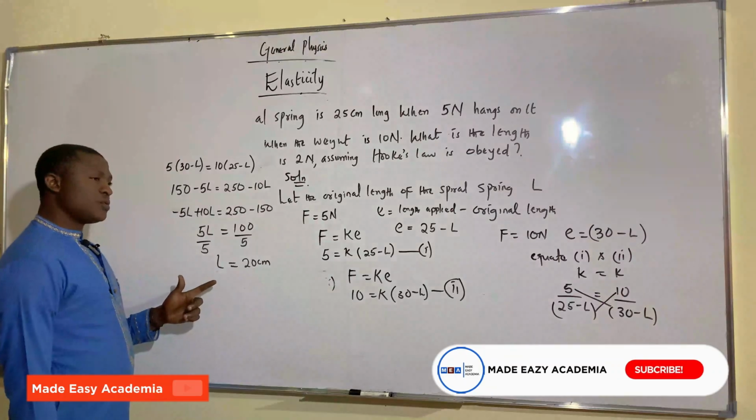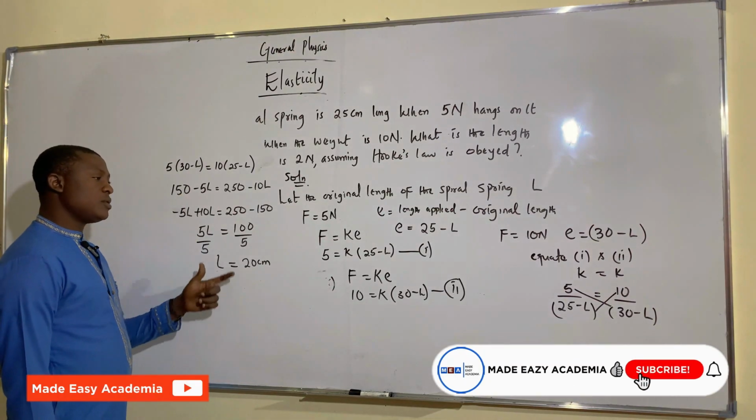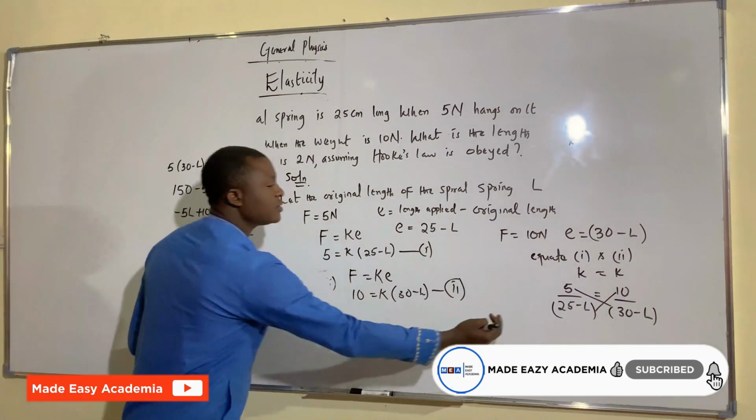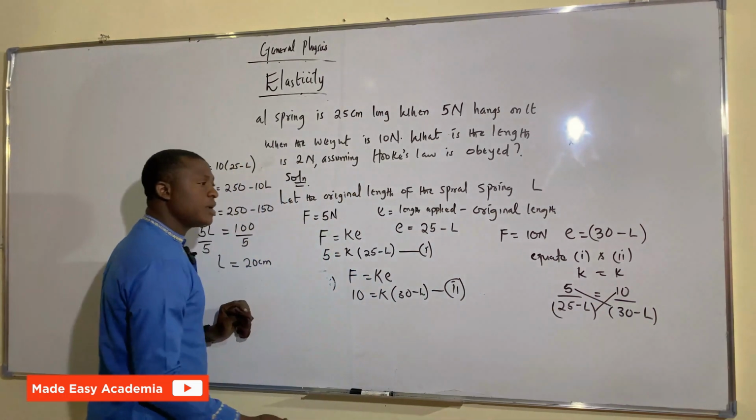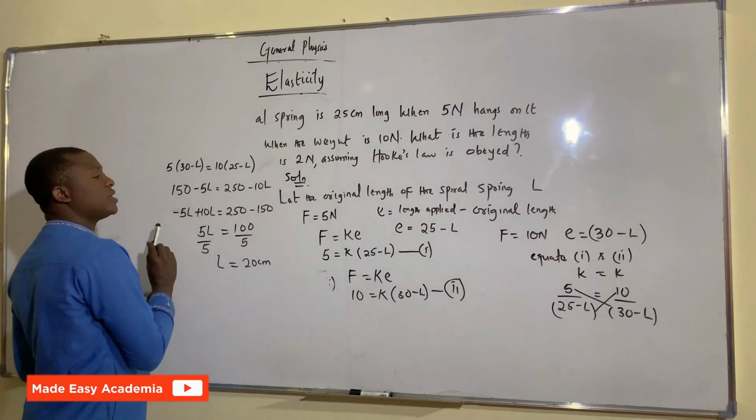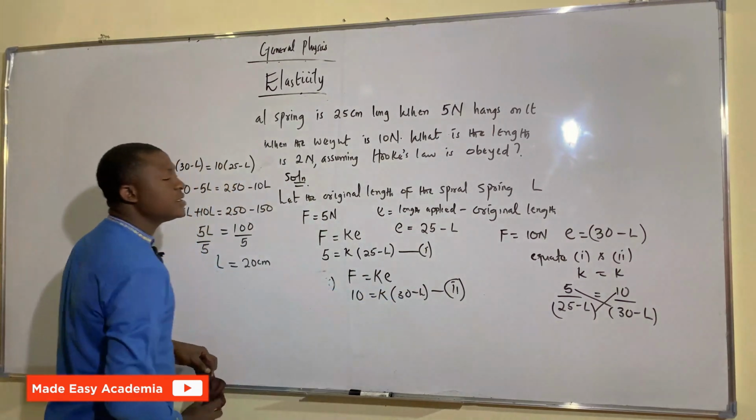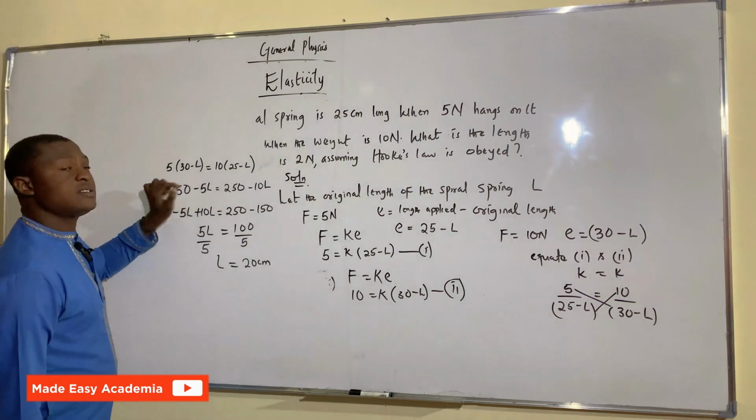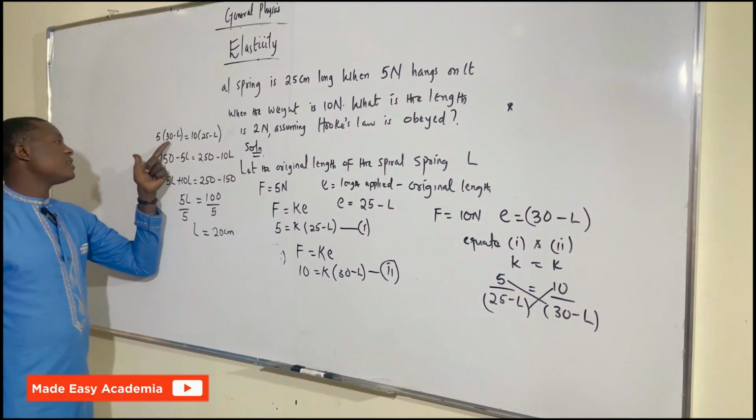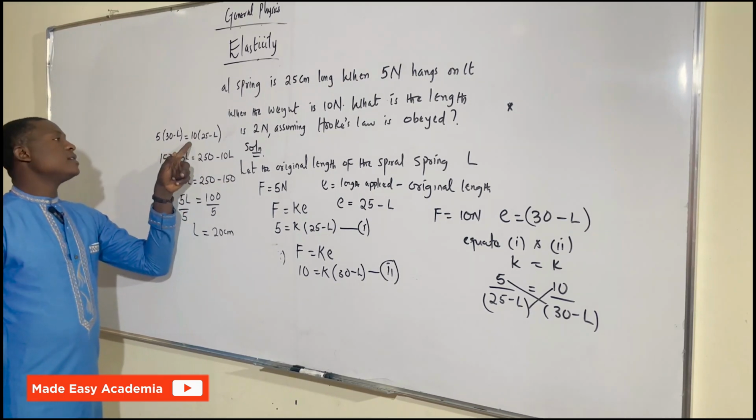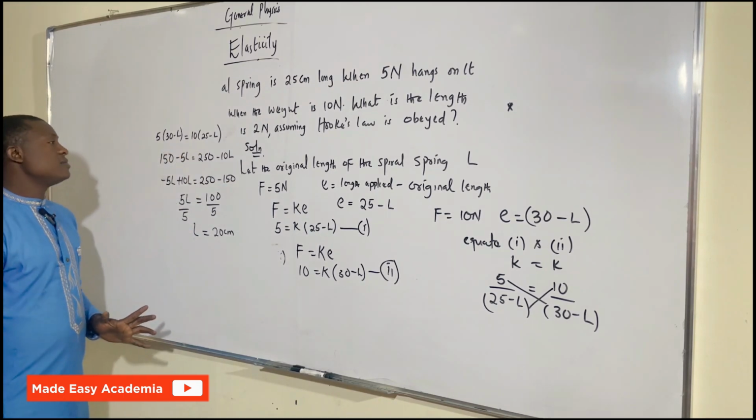Before we proceed, let me just quickly explain this. You see, what we have here is 5 from equation 1 and equation 2. We compare them. So when we cross multiply, 5 multiply 30 minus L, at the same time, 10 multiply 25 minus L. If you open the bracket, we have 5 times 30, that's how we have 150. 5 times L, then we have 5L. 10 times 25, we have 250. 10 times L, then we have minus 10L there.